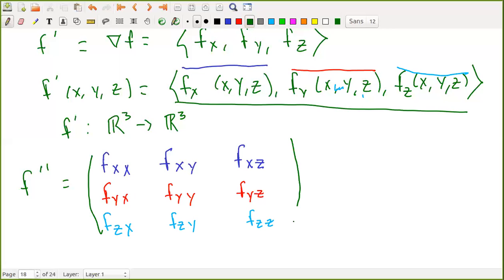Okay, so again, if we just think about this as a function from R3 to R3, we know what the derivative is for that function. It's a 3 by 3 matrix with these entries here. Okay, that's all I got for this example.